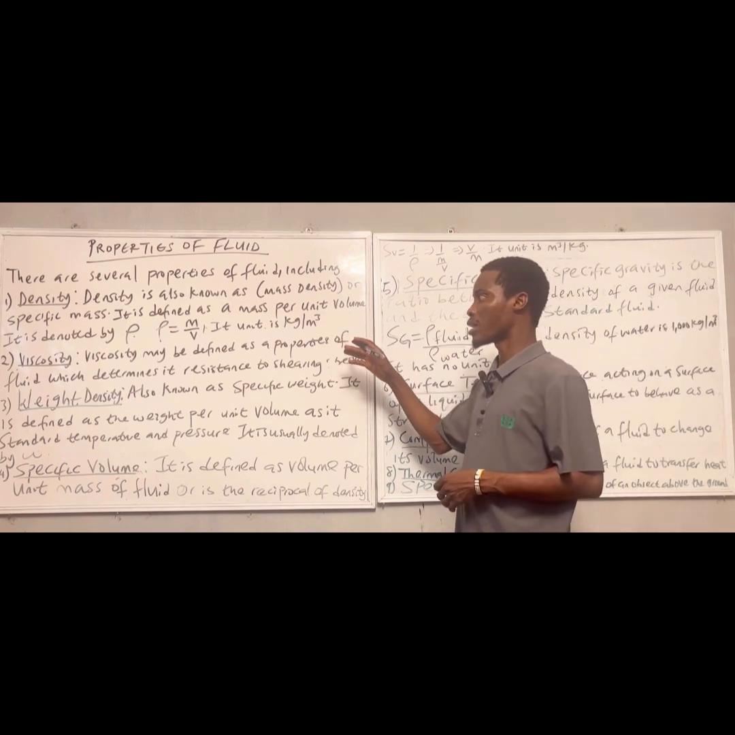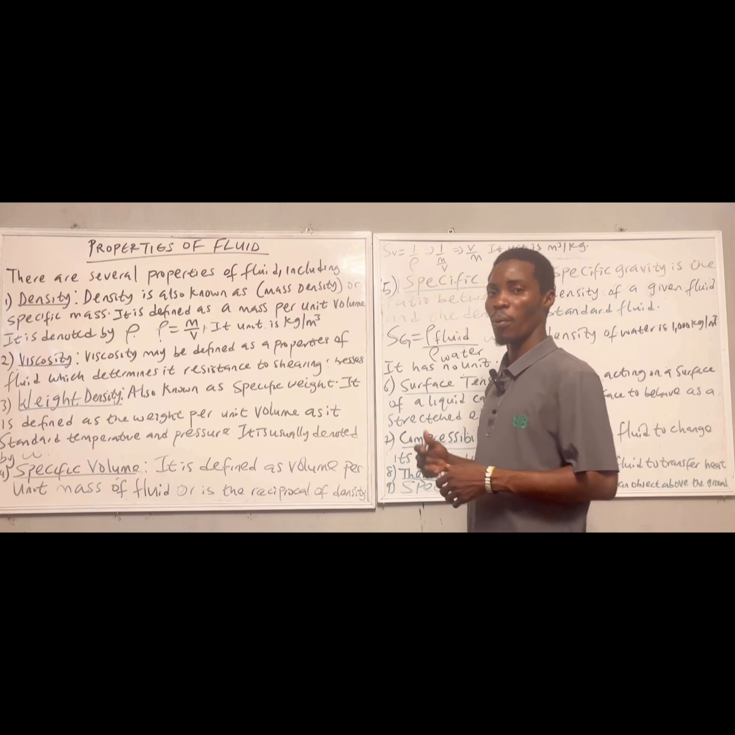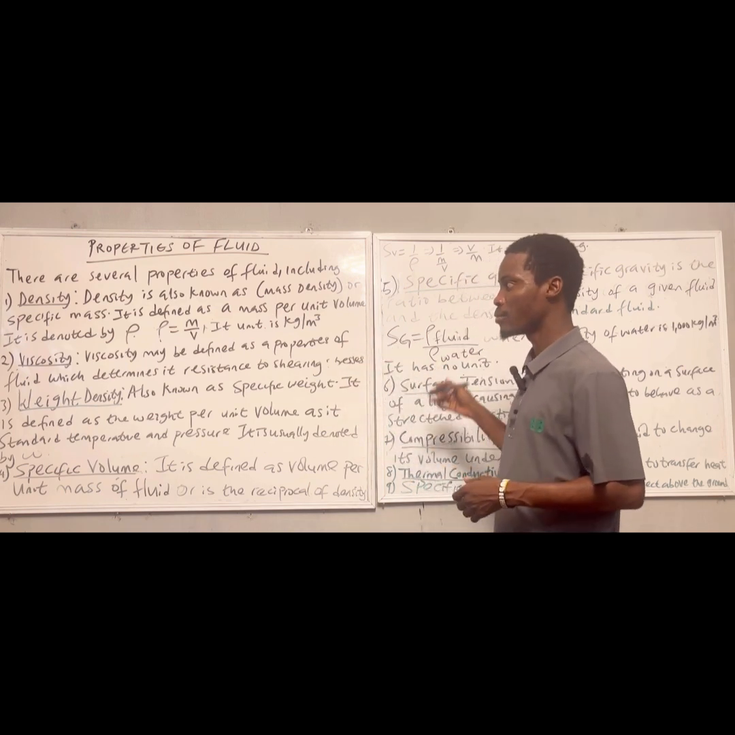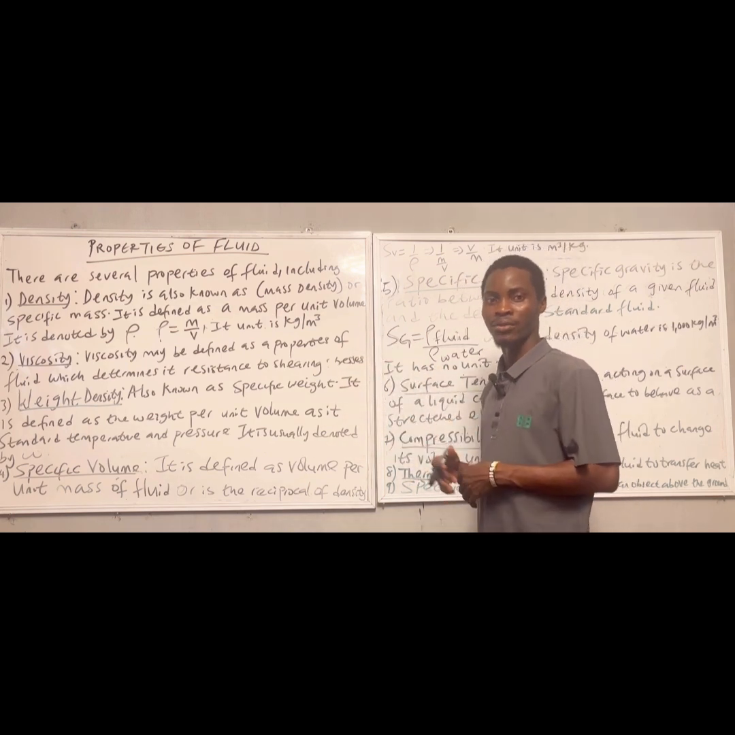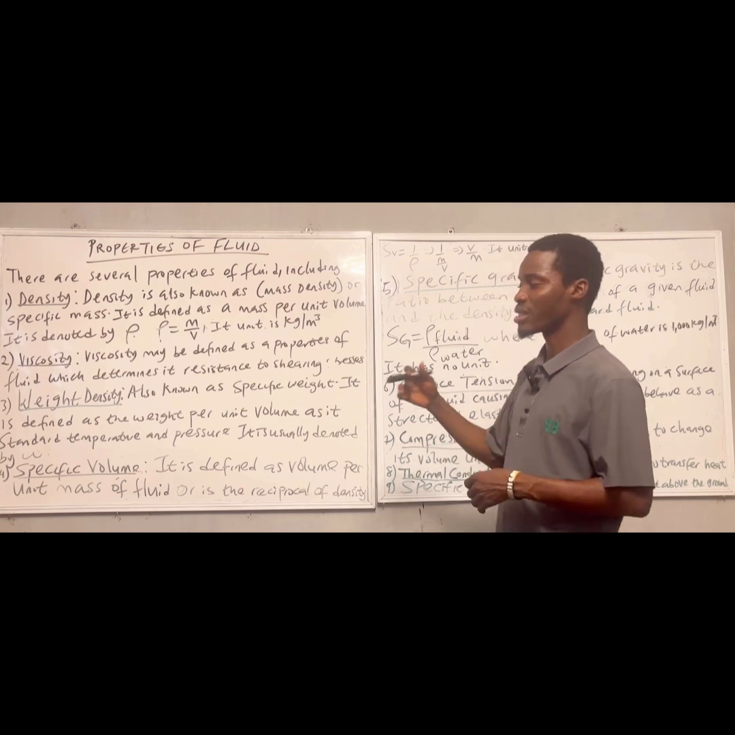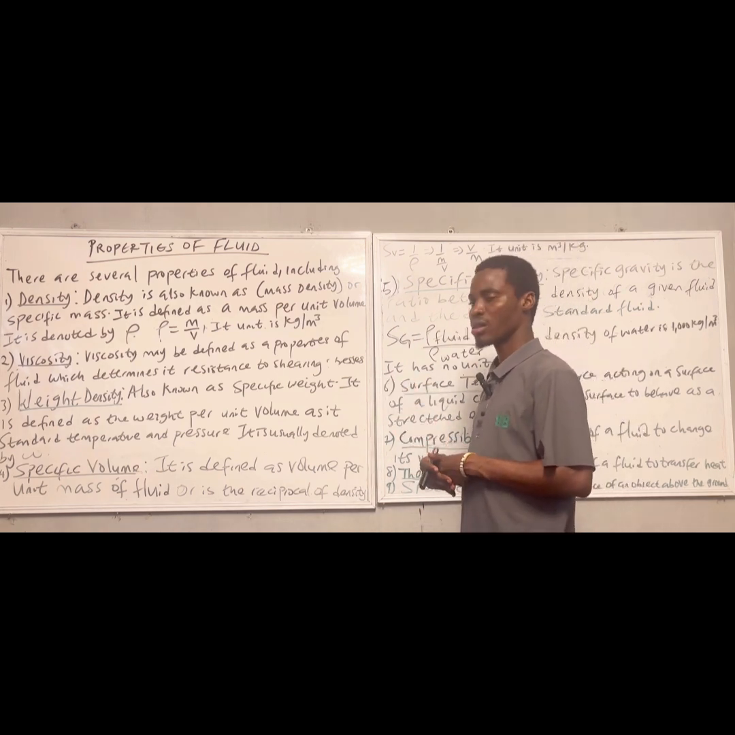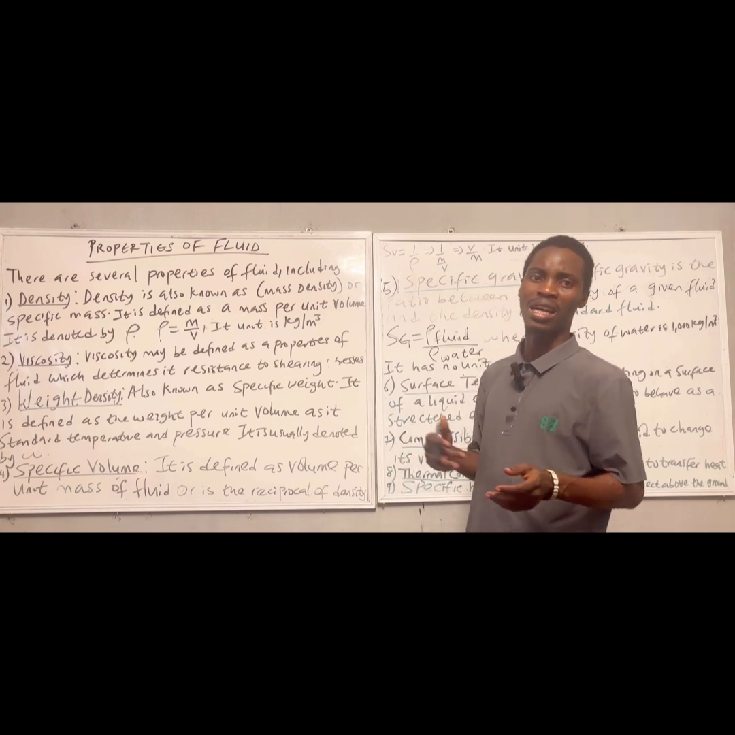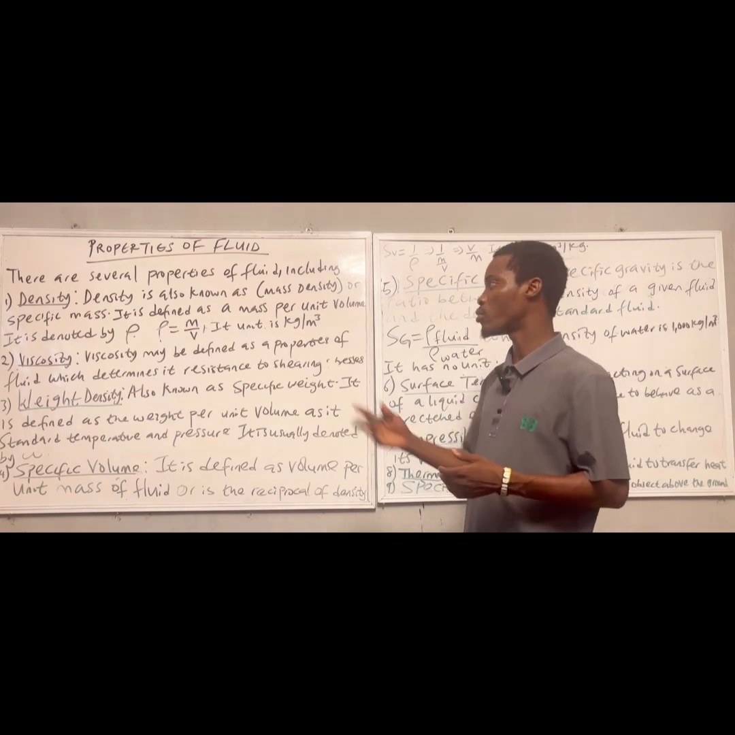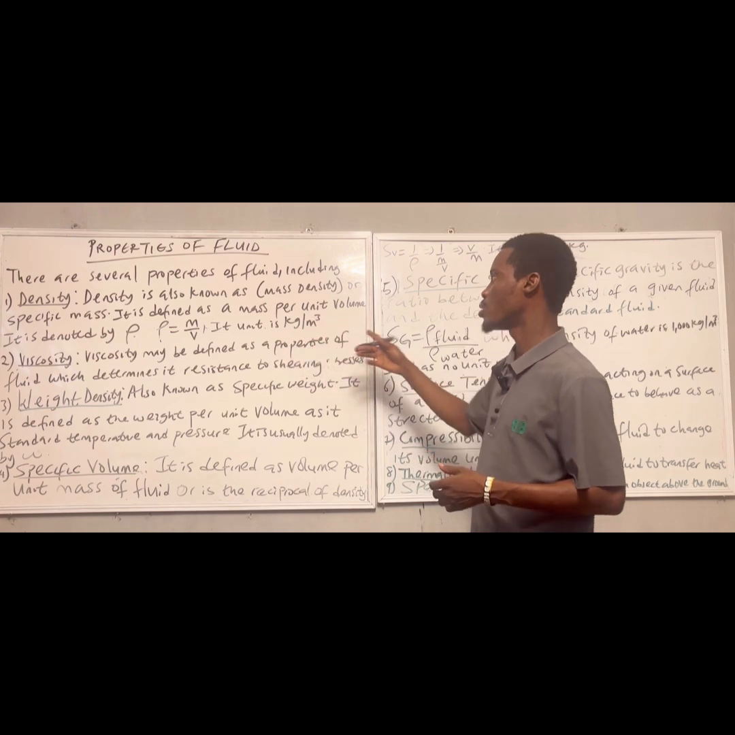These are some of the several properties of a fluid. We have 9 properties here, and we will look at their definitions. One is density. Density is also known as mass density or specific mass. It is defined as the relation of mass and volume, that is, mass per unit volume.